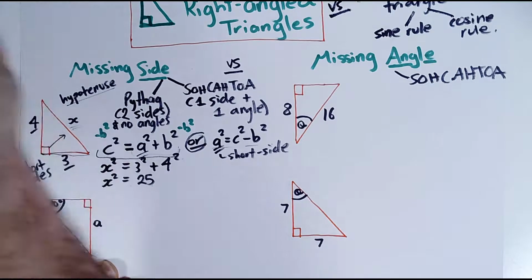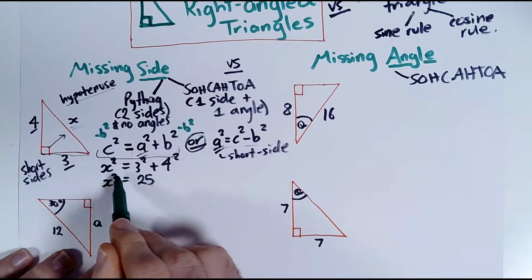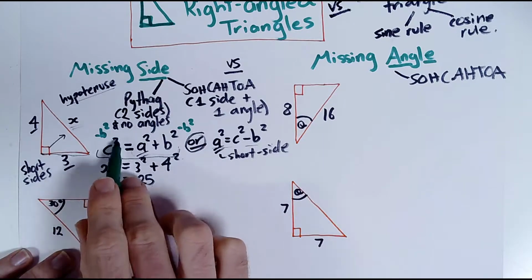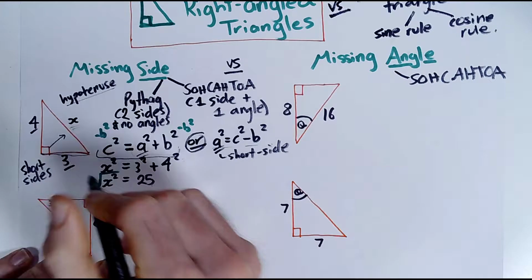Now x squared equals 25. That's not our final answer because we only know what x squared is. We don't know what x is. We don't want to find the square. We want to find just x. But because the formula finds you the square of it, you always have to square root at the end.